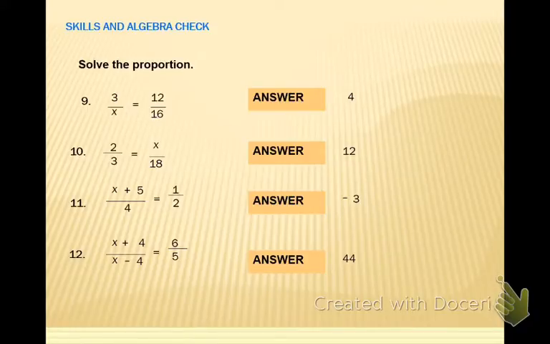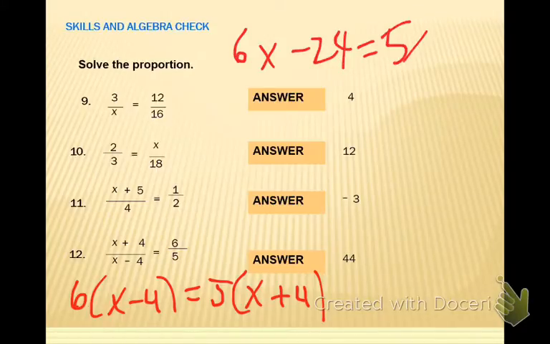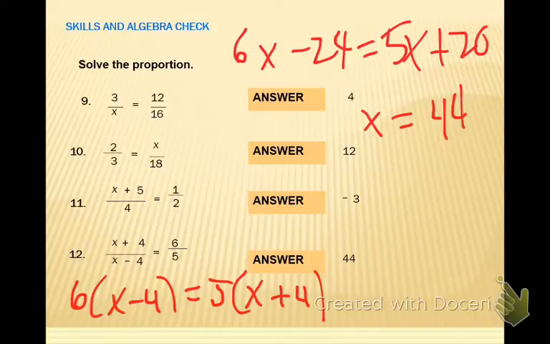We've got 6 times x minus 4 is equal to 5 times x plus 4. So that's going to be 6x minus 24 equals 5x plus 20. So then we're going to have x equals 44 when I solve. All right, any questions there?